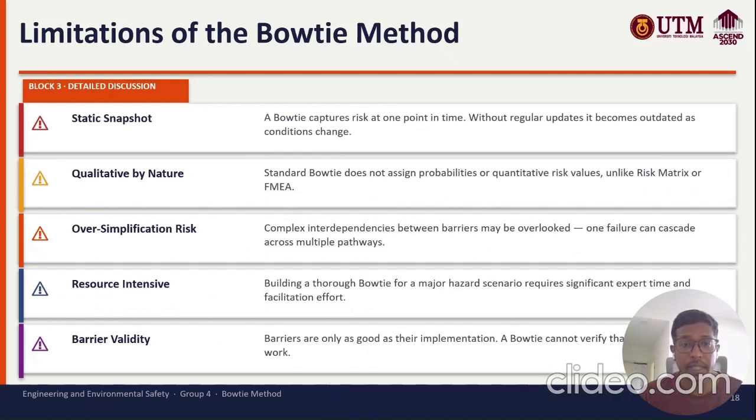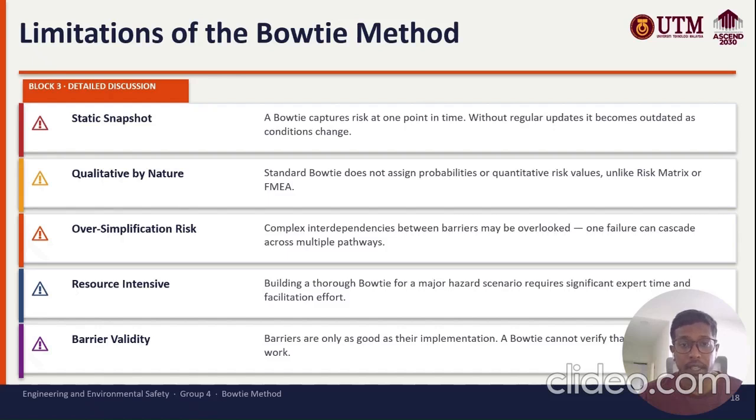Okay, next we look at the limitations of the bow tie method. To give a balanced view, we need to talk about where the bow tie method falls short, because no tool is perfect. And understanding its limitations is just as important as knowing the strengths. The first limitation is that it's a static snapshot. A bow tie captures risk at a single point in time. As your operations change, as new equipment is introduced or processes are modified, the bow tie can become outdated. And an outdated risk assessment can create a false sense of security. So it needs regular review to stay relevant.